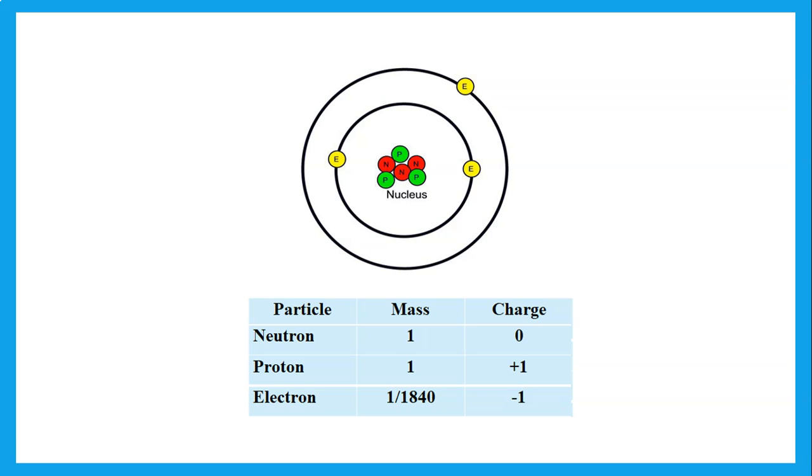Now, if we look at these subatomic particles, if we're talking about masses, we say that the mass of a neutron is 1. The mass of a proton is the same as that of a neutron, so we also give it a mass of 1. Now the electron that is revolving in energy levels around the nucleus, this is a very, very small particle with a very, very small mass. So we say its mass is 1 over 1840. 1 over 1840 is a very small number. It's 0.00 something. So that's the smallest particle in the atom.